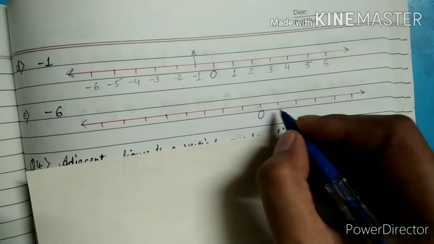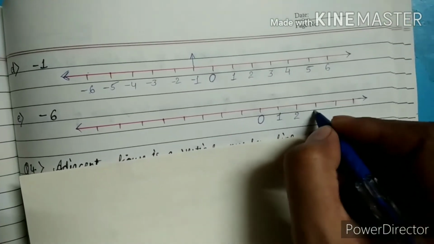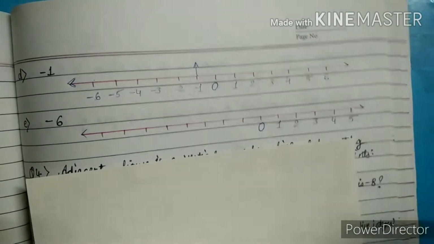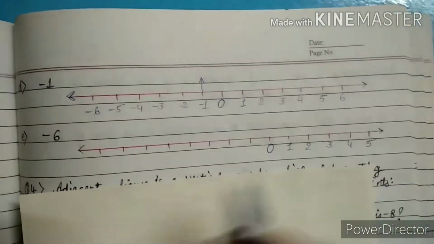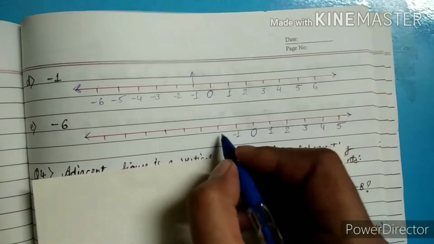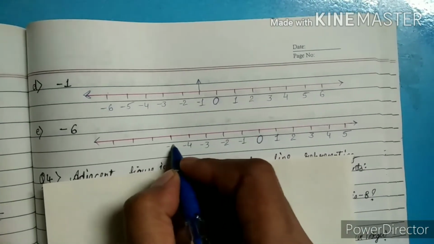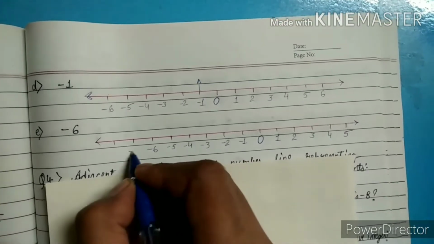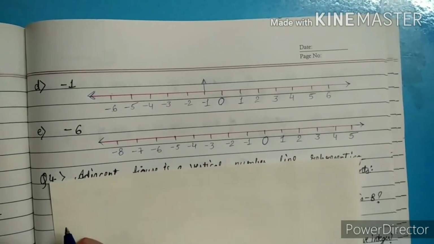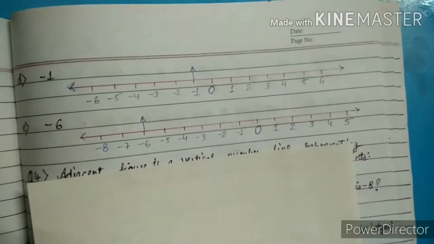okay, now on the right hand side we have all the positive integers 1, 2, 3, 4, 5. Okay, that will continue going on. On the left hand side of 0, before 0 we have -1, -2, -3, -4, -5, -6, -7, -8. Have you seen -6? Yes, you can easily see the arrow is showing -6.